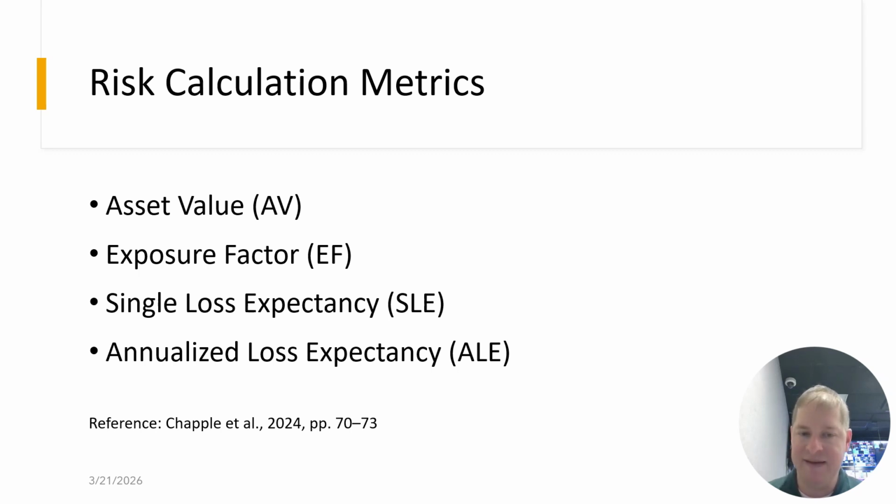The next one is the ALE, or annualized loss expectancy. This estimates the expected yearly loss, and it is calculated by multiplying the SLE by the ARO, or the annualized rate of occurrence. It's how often the event is expected to occur per year. For example, if the SLE is $40,000 and the event happens once every 2 years, the ALE would be $20,000. These calculations allow organizations to make data-driven decisions about risk and security investments.